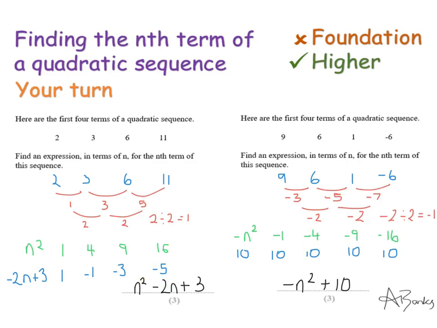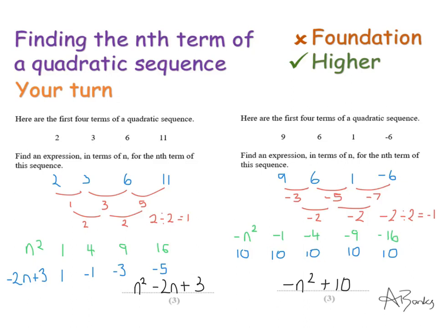This one here, you have to be very careful when finding the second difference. It's actually going down 3, so it's minus 3, minus 5, minus 7. And the second difference is minus 2, minus 2. So half of minus 2 is minus 1. So it was actually the minus n squared sequence, which is here.